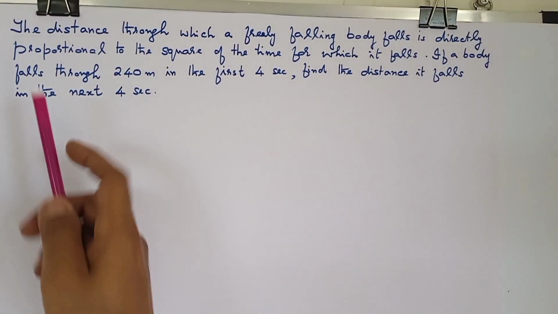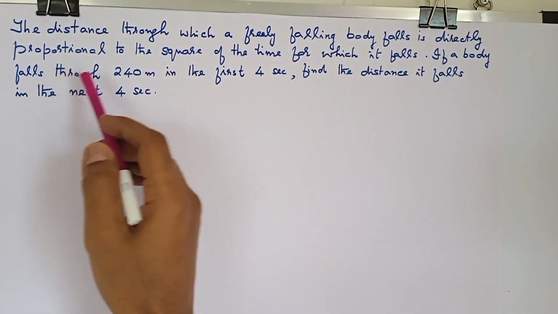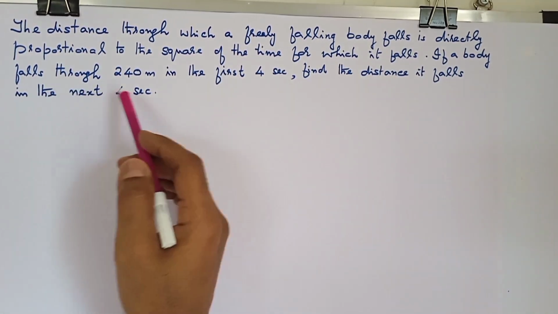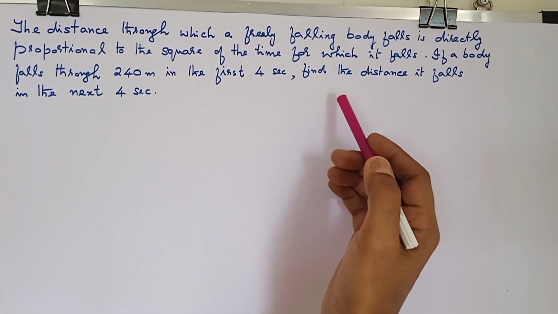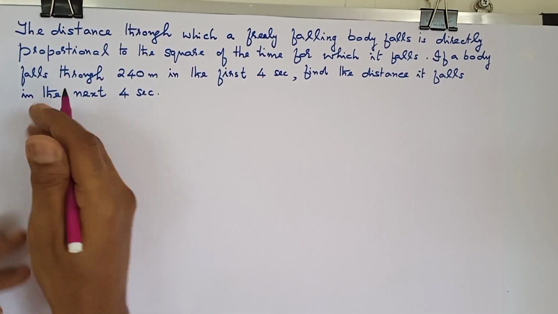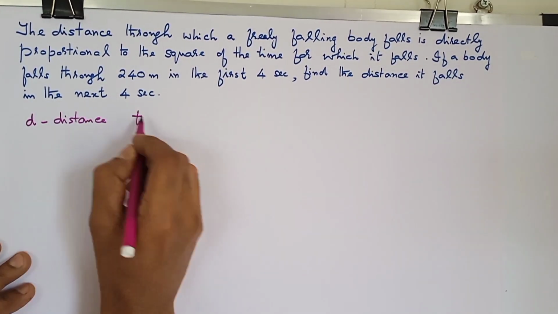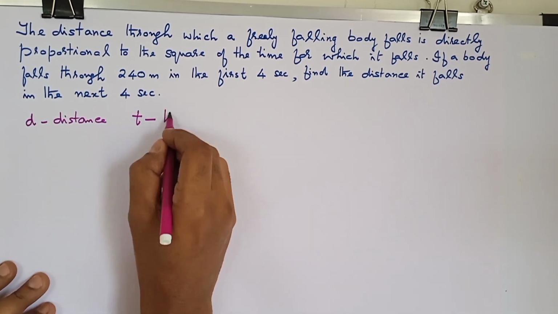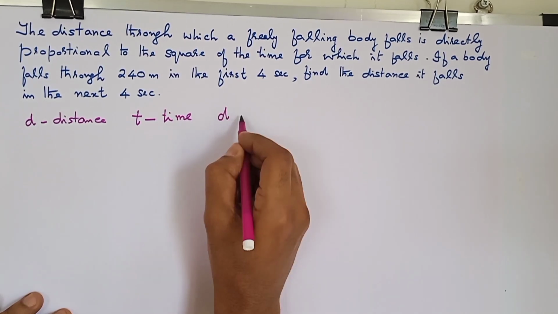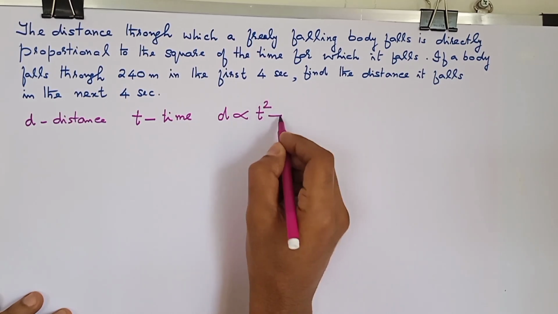The next problem goes like this. The distance through which a freely falling body falls is directly proportional to the square of the time for which it falls. If a body falls through 240 meters in the first 4 seconds, find the distance it falls in the next 4 seconds. As you can see, there are two variables here. One, the distance, the other, the time. And what is the relationship given between these two? D is directly proportional to T square.